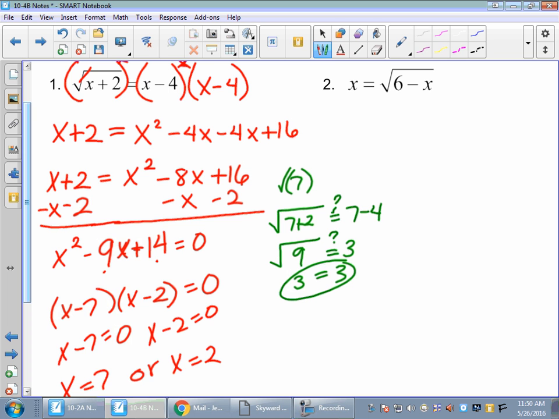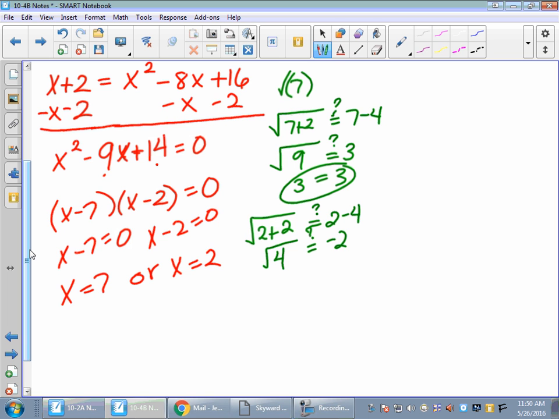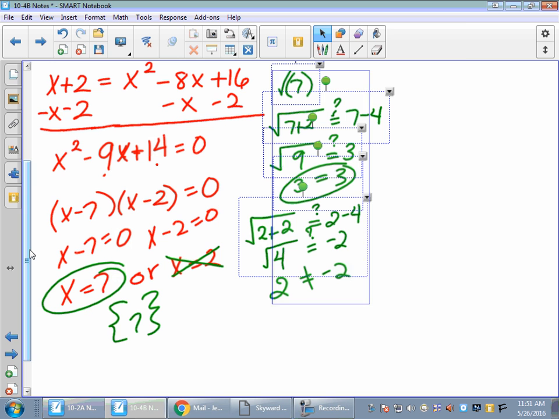When I check positive 2, I'm going to plug in 2, take the square root of 2 plus 2, and I'm wondering if that is equal to 2 minus 4. 2 plus 2 is 4. The square root of 4, is that equal to negative 2? Well, I know that the square root of 4 has two solutions, positive 2 and negative 2, but we're talking about the principal root. Is the principal root, which is 2, equal to negative 2? That is false. And so this time we will cross off that 2, and we only keep the solution 7. So 2 would be considered an extraneous solution in this problem. I am just going to shrink my checks here so that they're out of the way.